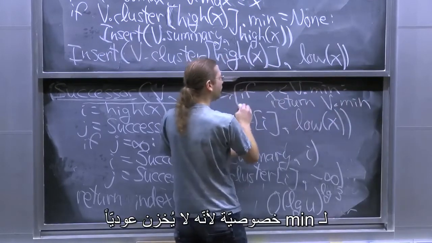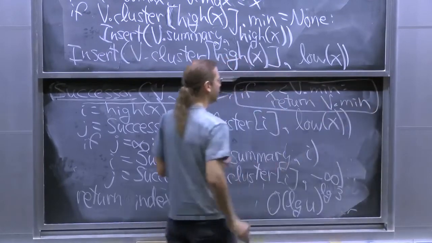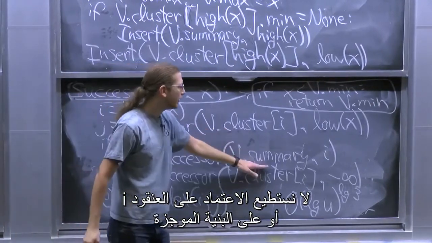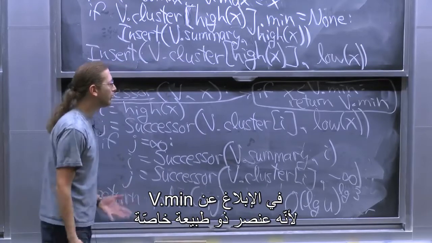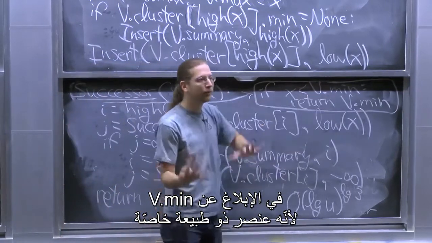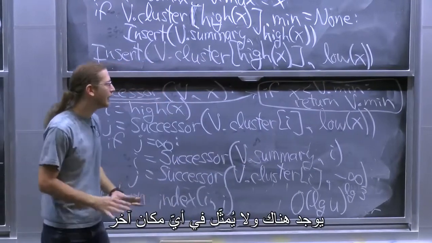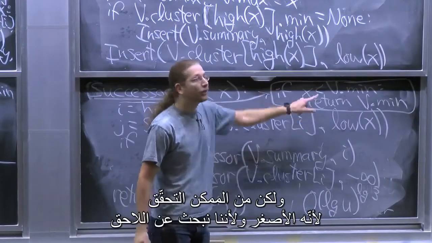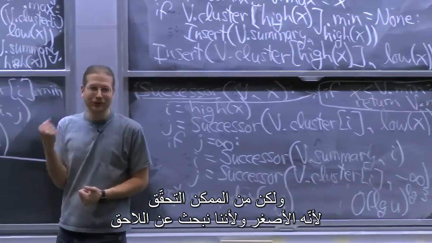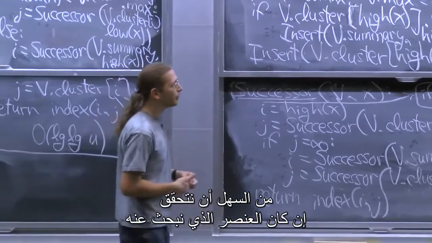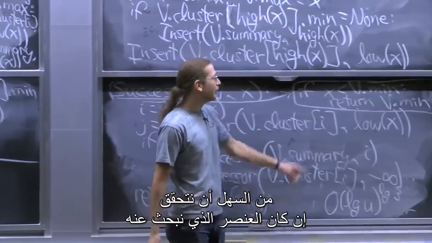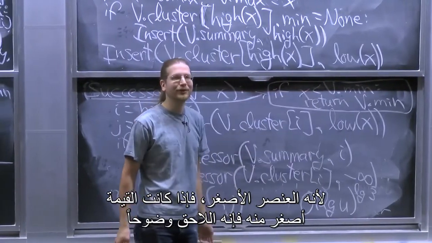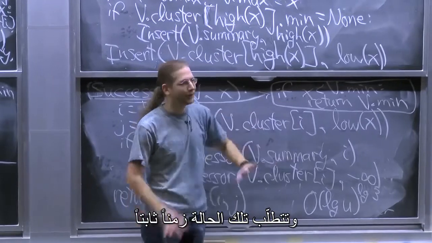The min is special because we're not storing it recursively, and so we can't rely on all of our recursive structures. We can't rely on cluster i. We can't rely on summary on reporting about v.min. v.min is just a special item sitting there. It's represented nowhere else. But because it's the minimum element and we're looking for successors, it's really easy to check whether it's the item we're looking for, because it's the smallest one. If we're smaller than it, then that's clearly the successor. So in that case, we just spend constant time.